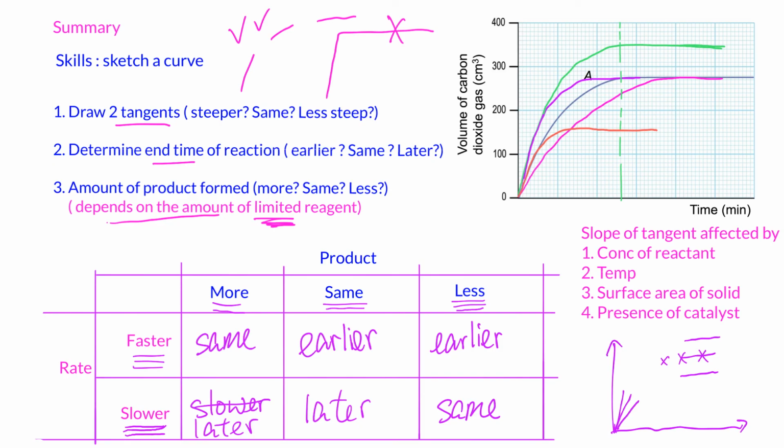So just remember, the slope of the tangent will be affected by the four factors affecting the rate of reactions. They are listed here. So basically, these are the skills that I would like you to have for sketching a curve.